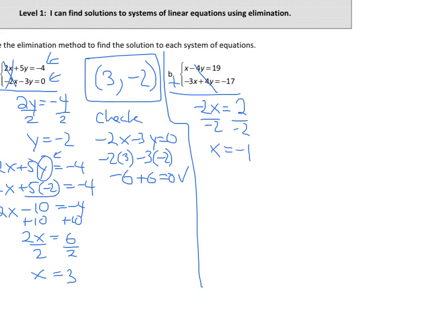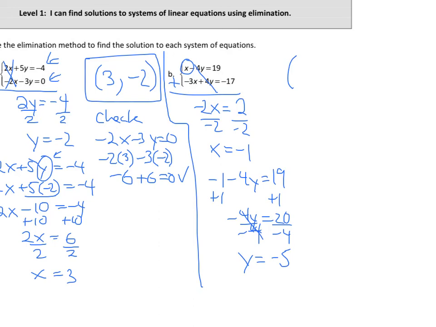Then I plug that x into one of the equations and solve for y. Again, I'm going to use the top equation. So I'm going to plug negative 1 in for x, and I get negative 1 minus 4y equals 19. And now I solve for y. So I add 1 to both sides, and we get negative 4y equals 20. Divide both sides by negative 4, and we get y equals negative 5. So my answer in xy pair form would be negative 1, comma, negative 5. Make sure x goes first and then y.